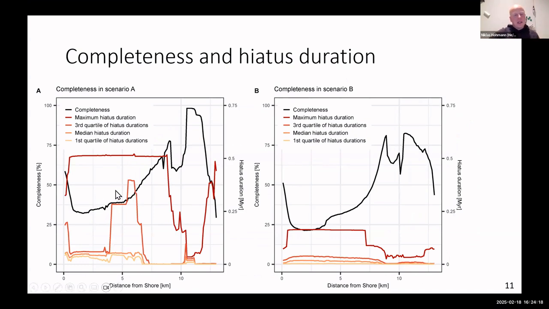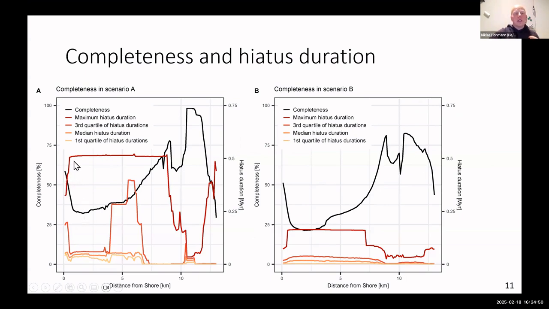So this is a crowded picture, so I'm going to run you through it slowly. Black one is the actual stratigraphic completeness. And here you can already see that the completeness is highest around 10 to 12 kilometers from shore. And that is actually on the slope, because the slope is being continuously fed with sediment from the platform top. And then the closer you get to the shore, the lower your completeness actually gets.